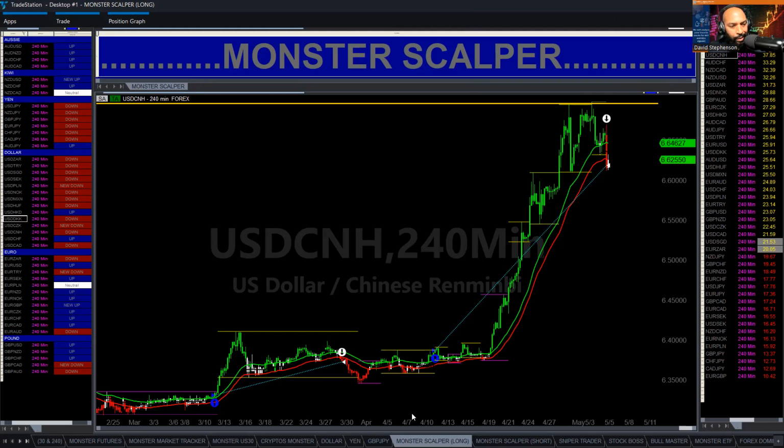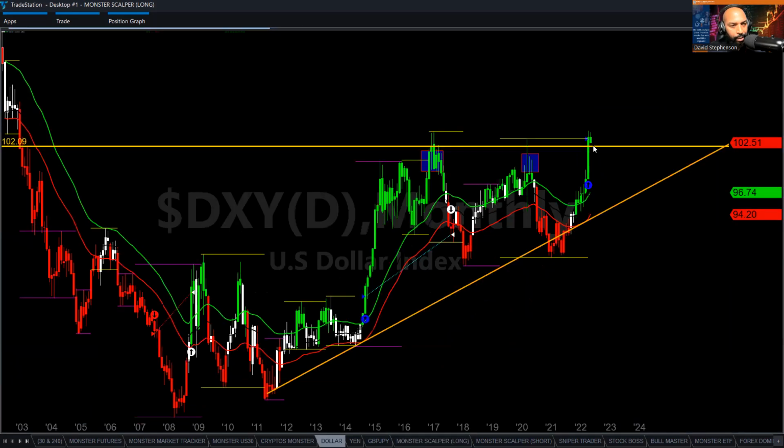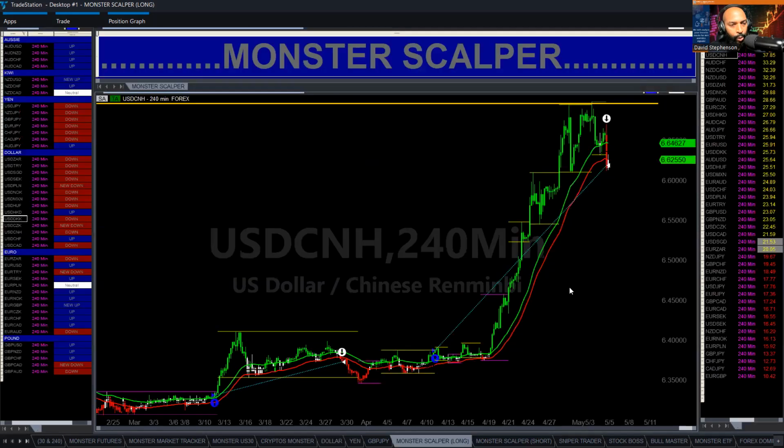If the dollar index is still intact, all right? It's still intact, so stay with it. If it breaks that resistance, that's reaccumulation, and you might get another opportunity to take it even further.